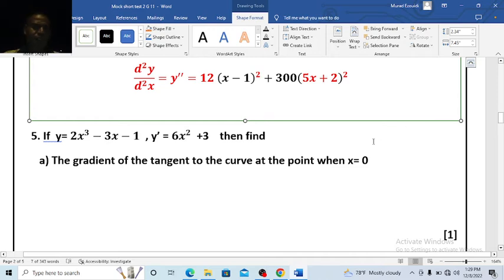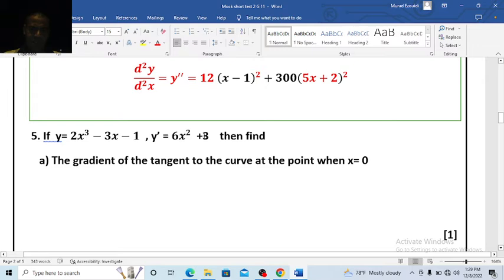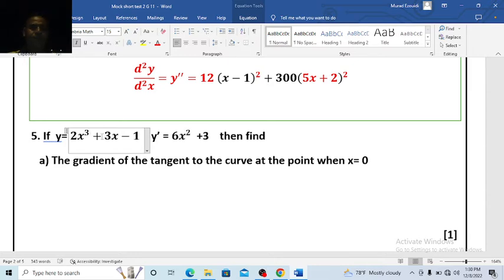If y equals 2x cubed minus 3x minus 1, y dash is 3 multiplied by 2 is 6, then 3 minus 1 is 2, so 6x squared minus what? Minus 3. Okay, I will make here plus 3. It's better. Okay, then this is the first derivative of the first function. Okay, it's clear.